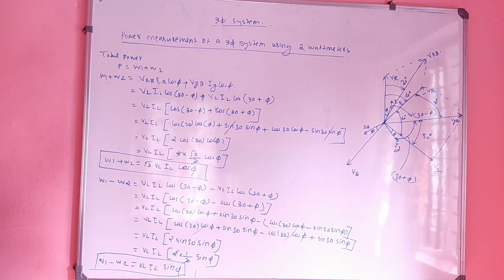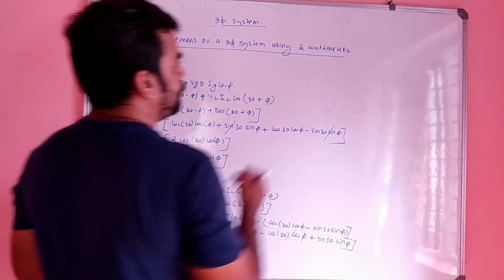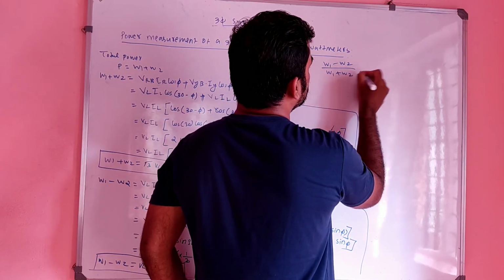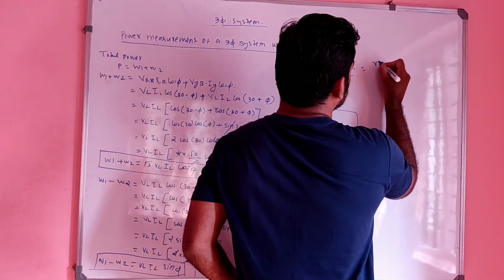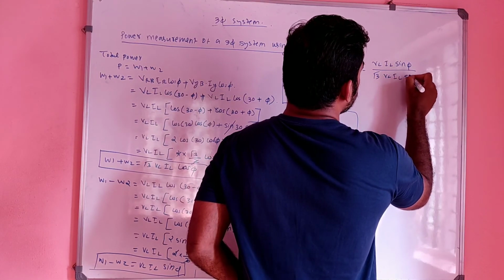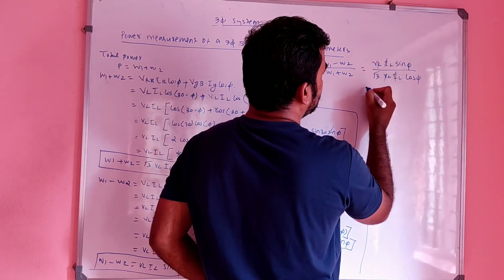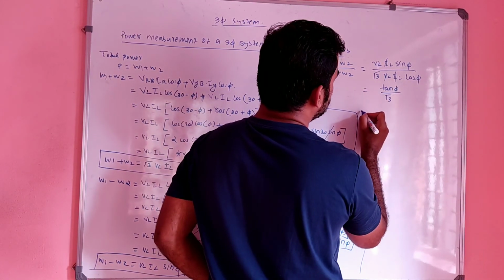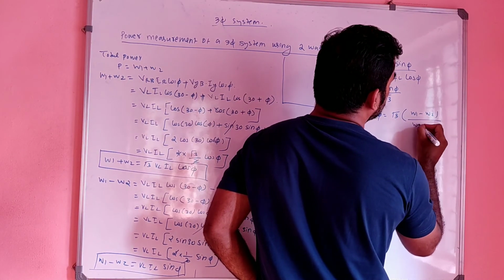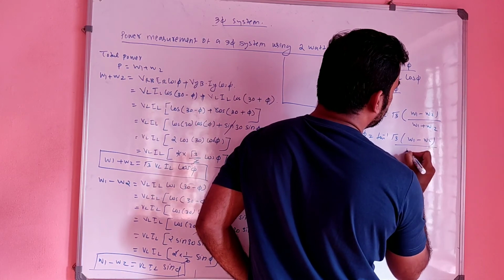So I think you noted this. You note this. So what will be W1 minus W2 divided by W1 plus W2? W1 minus W2 is VLIL sin phi, right? VLIL sin phi whole divided by W1 plus W2, root 3 into VLIL cos phi, correct? VLIL gets cancelled. It will be sin phi by cos phi, which is nothing but tan phi by root 3, correct or wrong, beta? So which implies tan phi will be equal to root 3 into W1 minus W2 whole divided by W1 plus W2, or phi will be equal to tan inverse root 3 into W1 minus W2 whole divided by W1 plus W2.